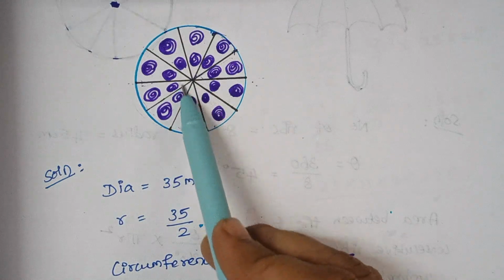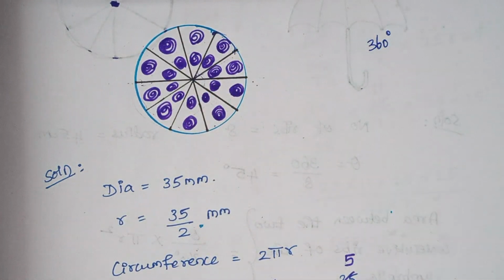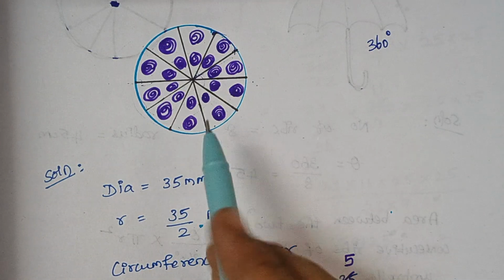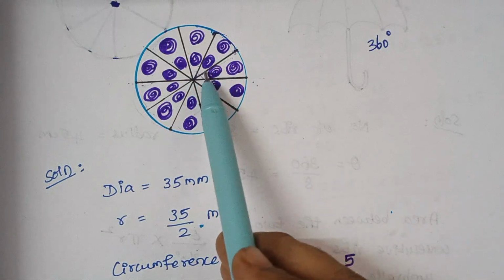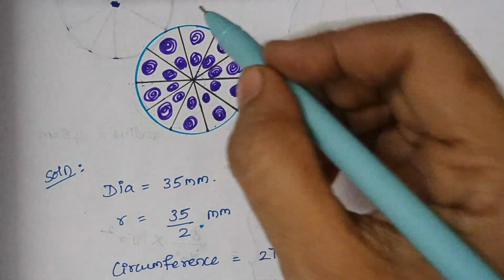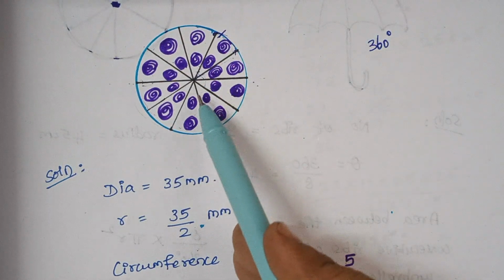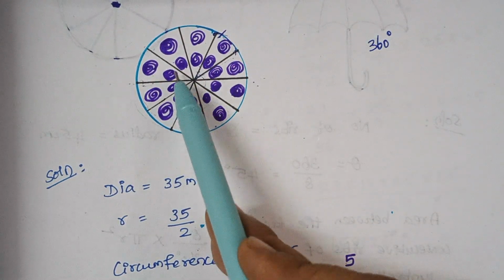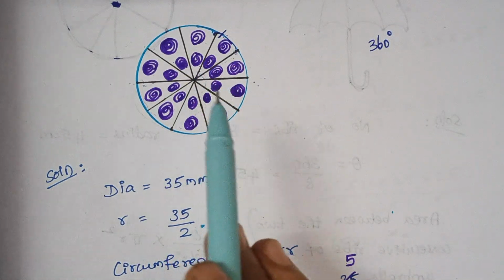What is the entire angle of the circle? It is 360 degrees. So how many sectors, how many parts is the angle divided into? It is divided as you see. We start from here. Let me mark this: 1, 2, 3, 4, 5, 6, 7, 8, 9, 10. We have divided this into 10 equal parts.